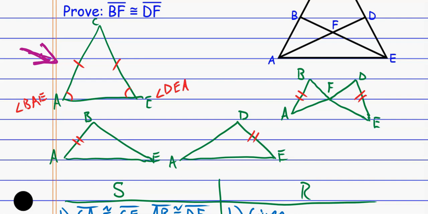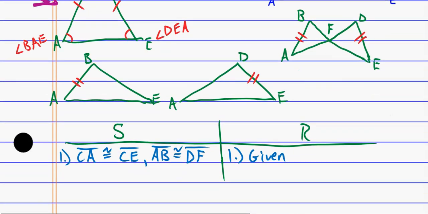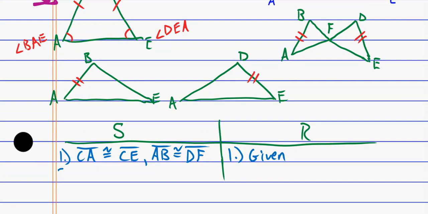So just make sure you're going back to the original for those labeling purposes. It was that entire angle. So let me write that down here. Let me make that my second step. Okay, that's the first thing I noticed. BAE is congruent to angle DEA. And that's because the base angles in an isosceles triangle are congruent.